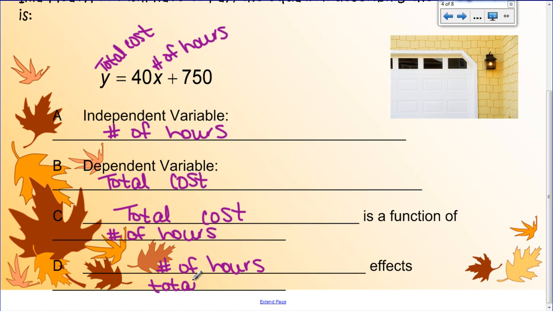And if you think about it, that makes perfect sense, because however many hours they are there installing that door is going to affect or change what your total cost is. If it only takes them an hour to put it in, you're going to pay less than if it takes them 5 hours to put it in. So the hours affect the total cost.